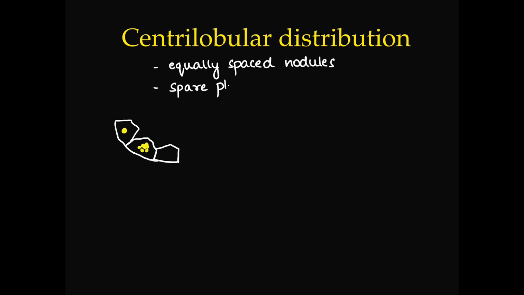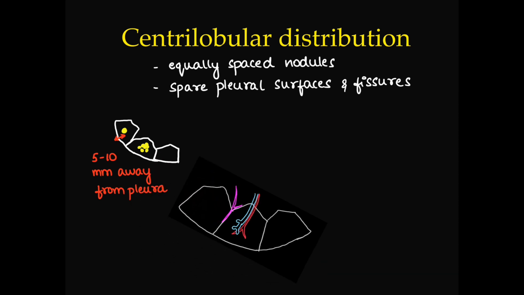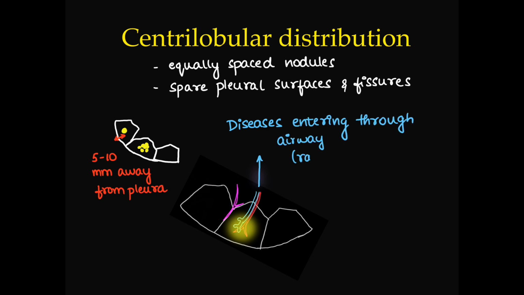Centrilobular distribution is when nodules are present along the centrilobular bronchiolar arteriole. Since they are spaced so far from each other, they are equally spaced nodules. They spare the pleural surfaces since they are present in the center of the lobules. They spare the fissures. They are usually 5 to 10 millimeters away from the pleura. Here we see the centrilobular area where the nodule will occur. It's because of diseases having airway spread or vascular spread.